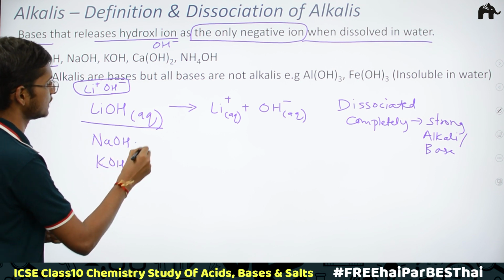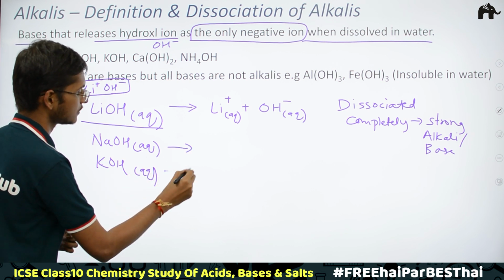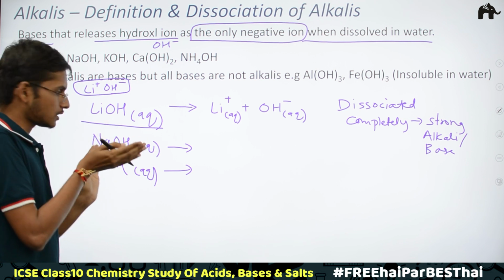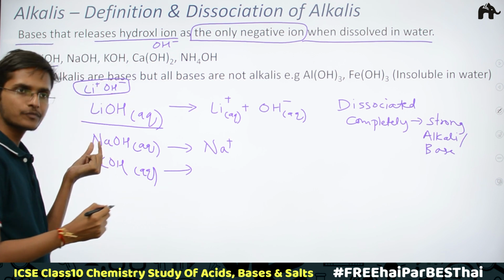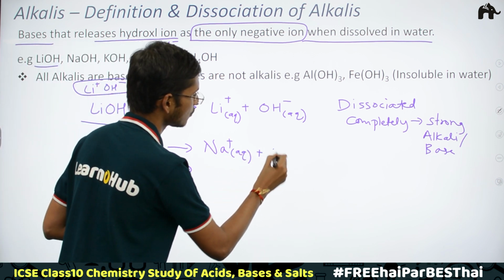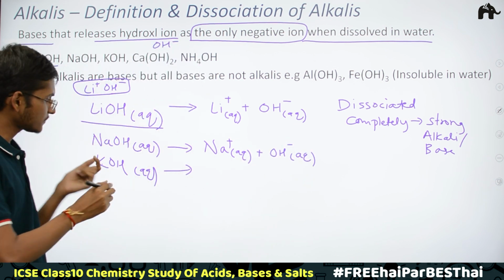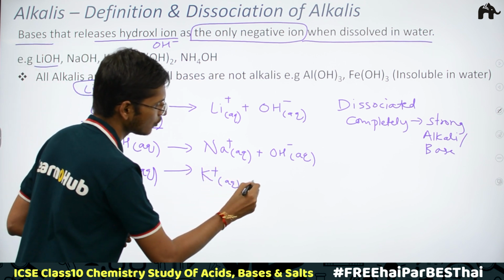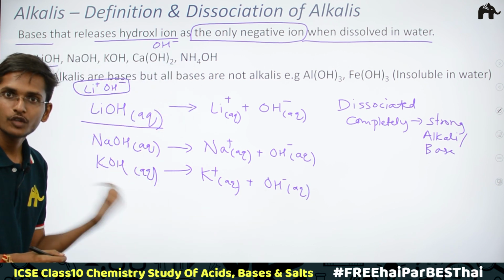KOH, they also dissociate. Now you try to write their dissociation equations on your own. Pause the video here. Now unpause it. How would it be? Very simple, Na plus and OH minus, correct? So Na plus aqueous, OH minus aqueous, these are in water. Then K plus, OH minus for KOH.